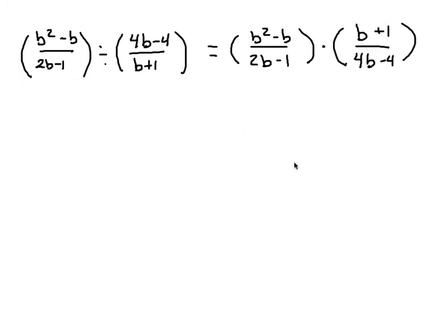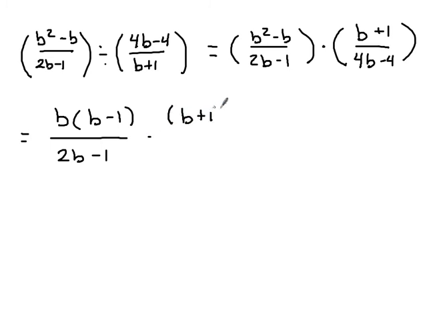So now that we have this, we're going to factor what we need to factor. So this here, there's a greatest common factor of a b. So it gives us a b minus 1. The denominator remains a 2b minus 1. The numerator is a b plus 1. And we factor out a 4. You get another b minus 1. And so therefore this one and this one will cancel.